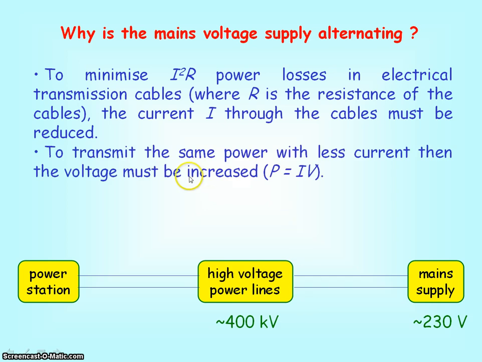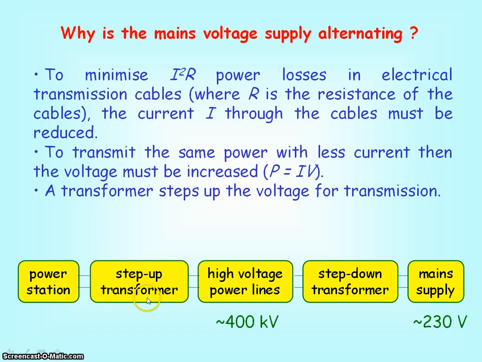So in order to do that, we would need to increase the voltage across the cables to transmit the same amount of power. So to increase the voltage, we would need a step-up transformer. This transformer will step up the voltage to around about 400,000 volts. And so a step-down transformer would be needed to reduce this voltage to around 230 volts, the mains supply.